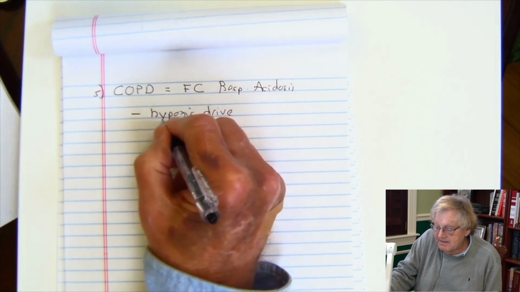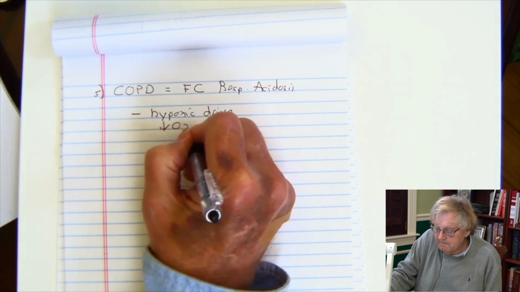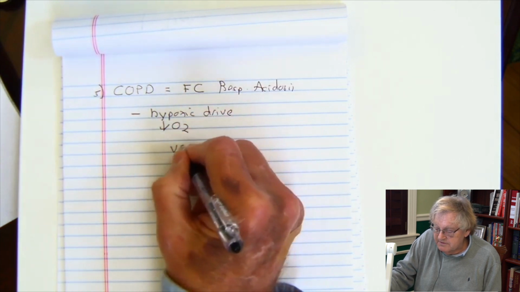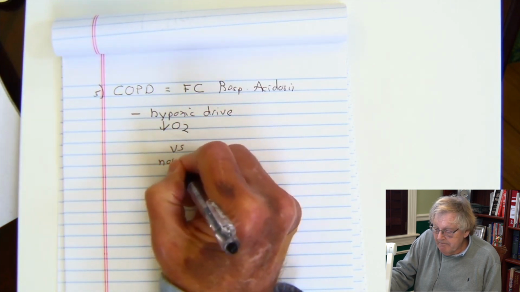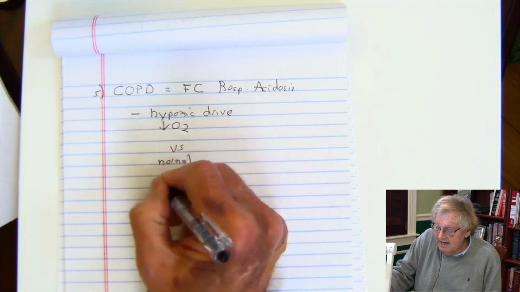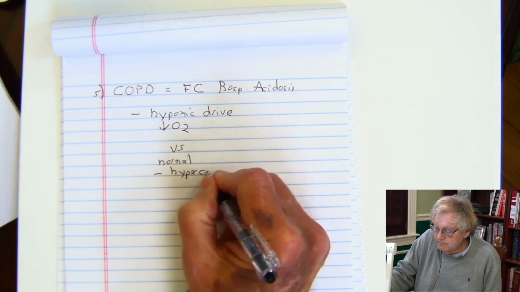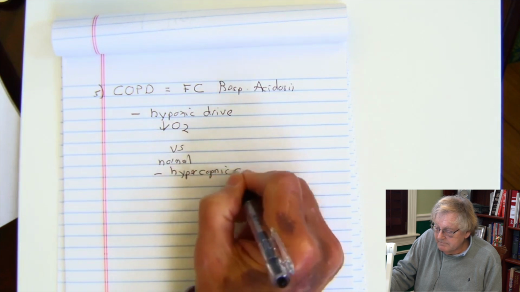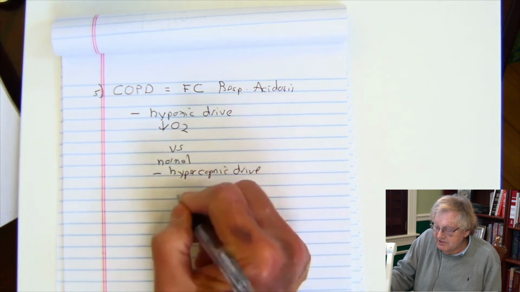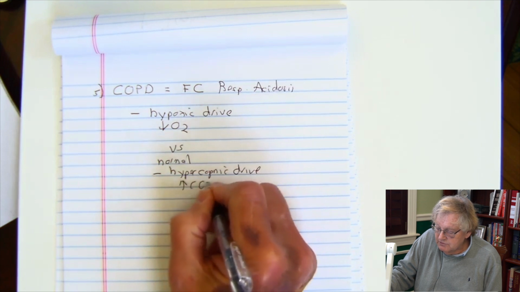Hypoxic means decreased O2, versus a normal person, who relies on hypercapnic drive, and that's going to be increased CO2.